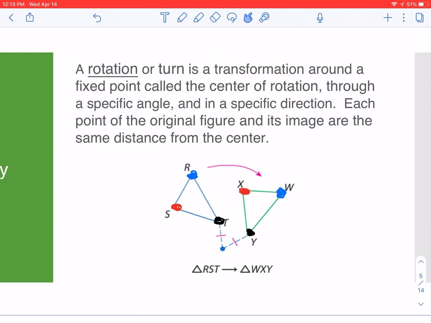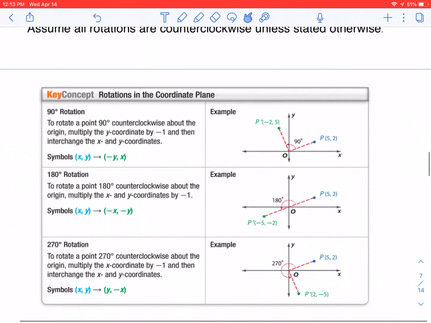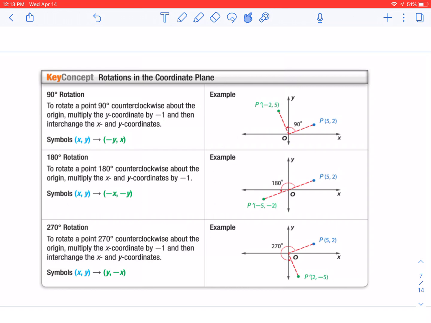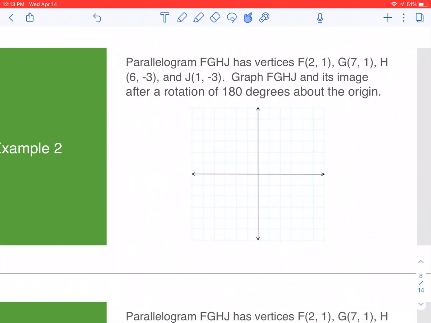It'll be a little bit easier once we start graphing it. These tell you how each rotation works. I'm going to try to simplify it a little bit from what we see there. Our first one is we are going to rotate 180 degrees.